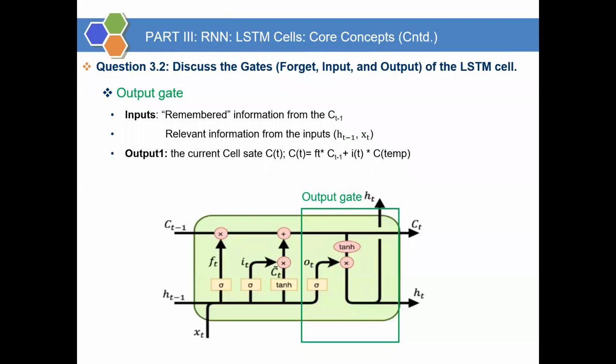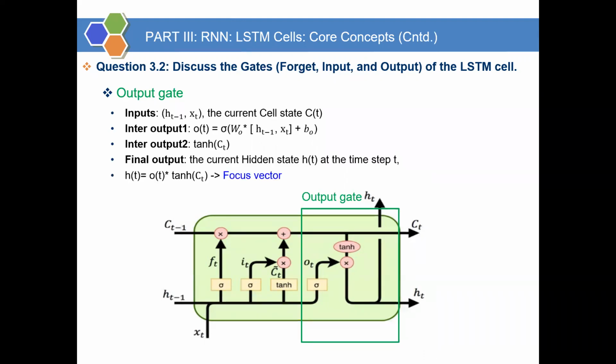Therefore, the information kept from the previous cell using the forget gate and the information added from the input gate construct the new current cell state and becomes an input to the output gate. The output gate modulates the new current cell state by tanh activation function and produces the tanh CT.